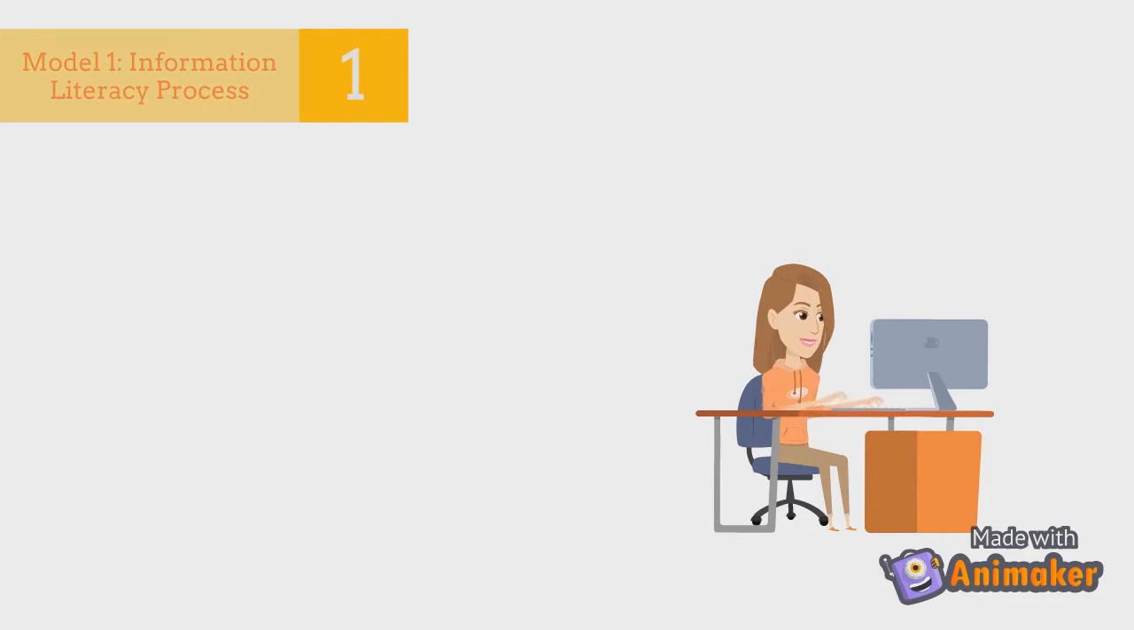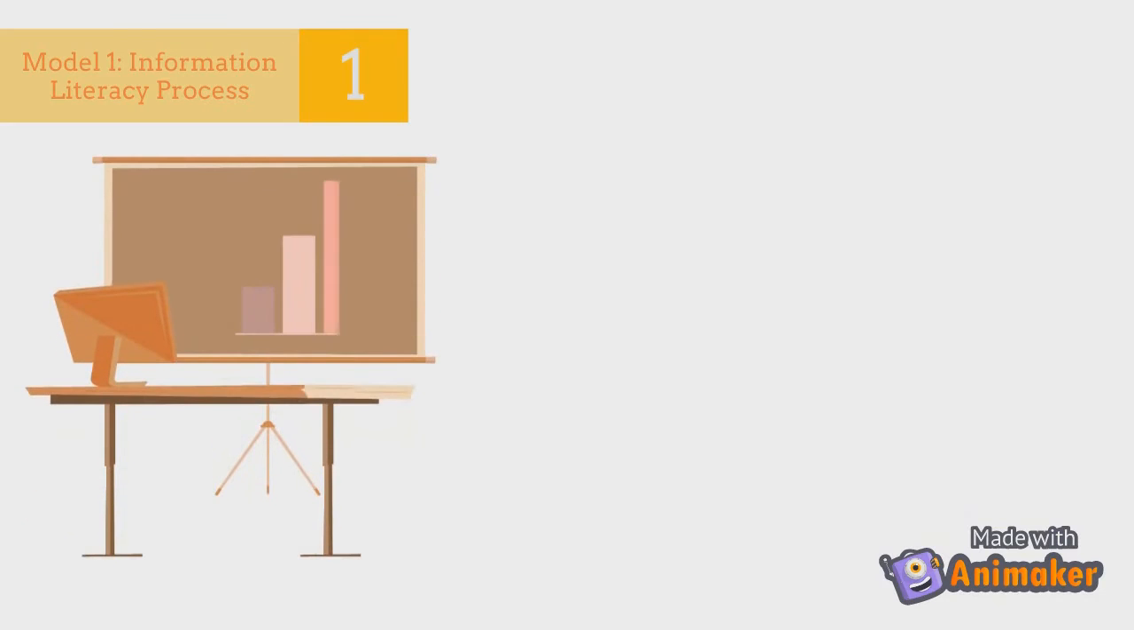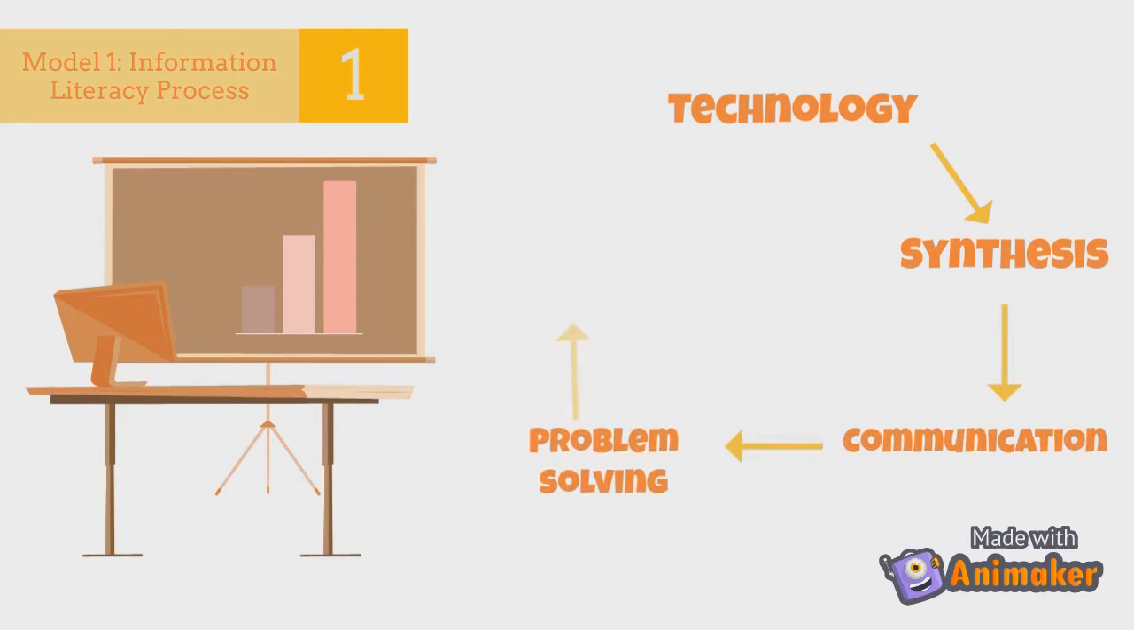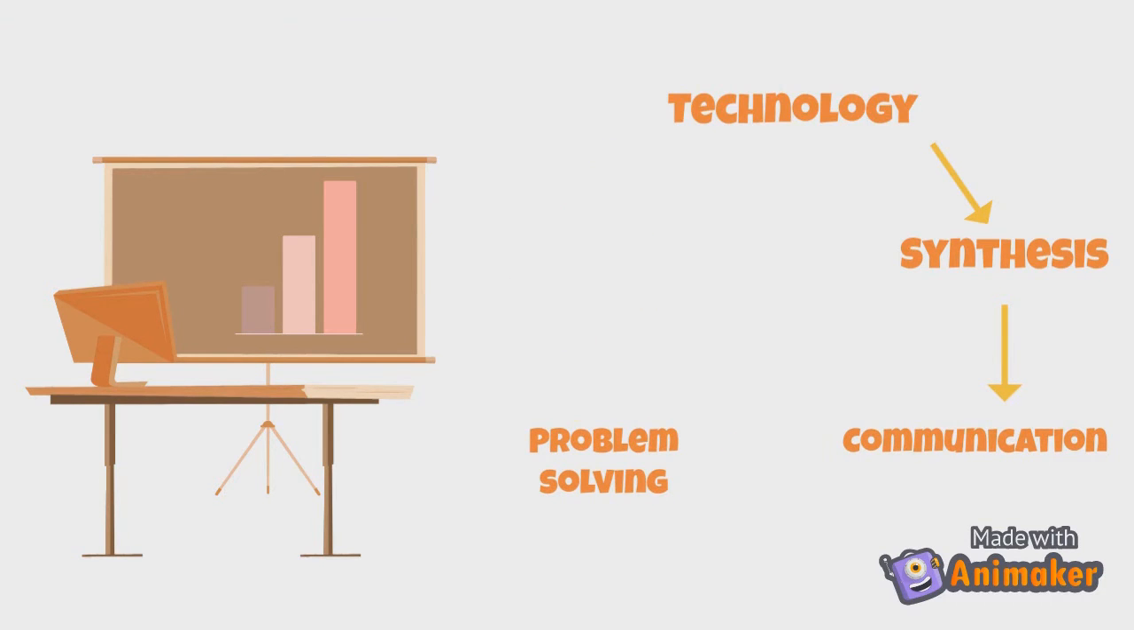This model talks about the process of using technology to retrieve information. After you retrieve the information, you have to synthesize the information that you got. Then you can communicate the information back to other people, or you use the information to solve your problem. After that, you have to use your critical thinking skills in order to understand what's good or not about your information and what can be done to improve it.